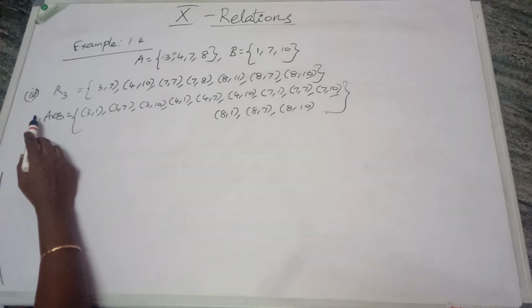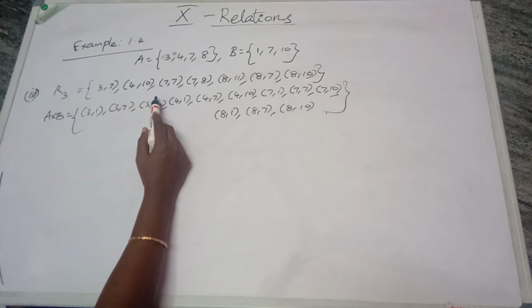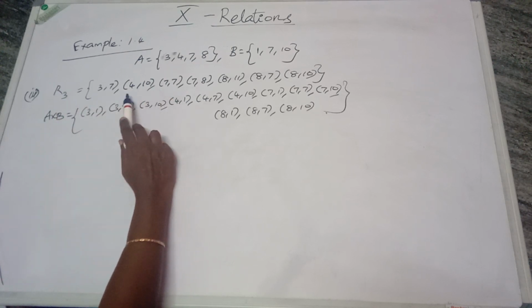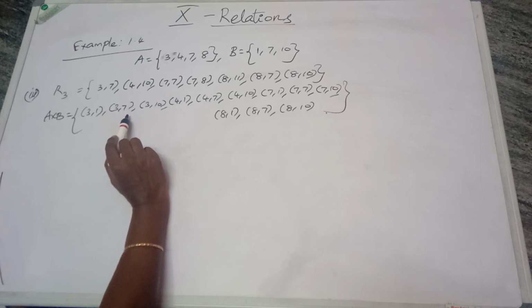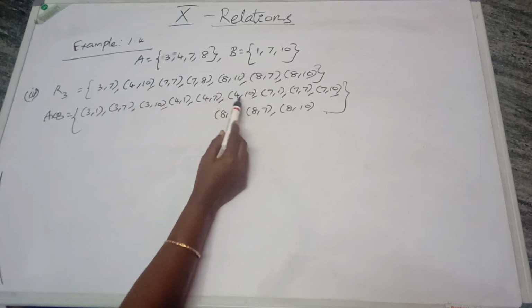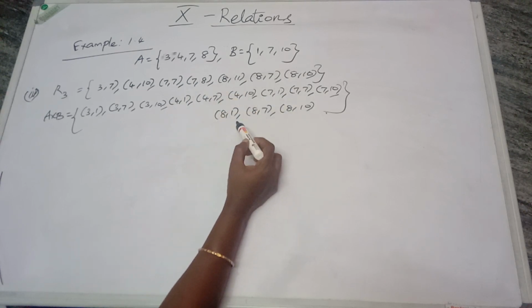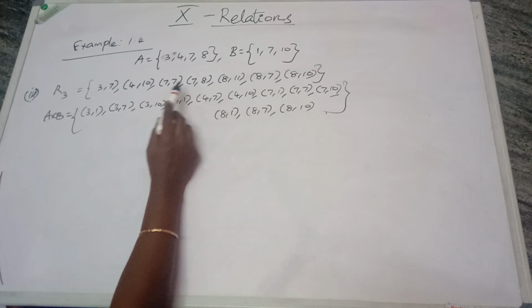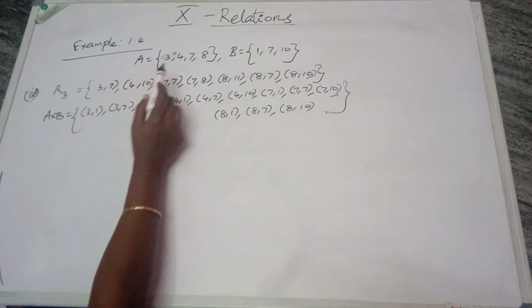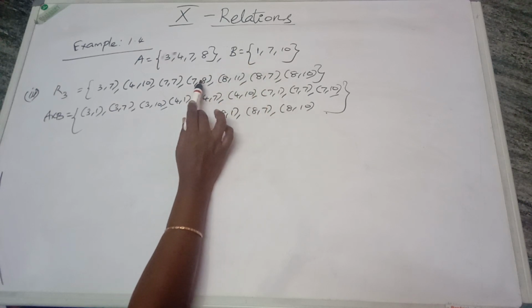And the third one, the set of relation R3, is given. So we have to see whether all these elements in R3 are in A cross B or not. 3, 7 is here. 4, 10 is also there. 7, 7 is here. And then 7, 8. There is no 7, 8 in A cross B, because here there is 7, but there is no 8 in the second set. So 7, 8 is not there.